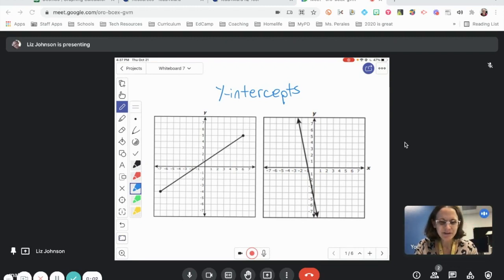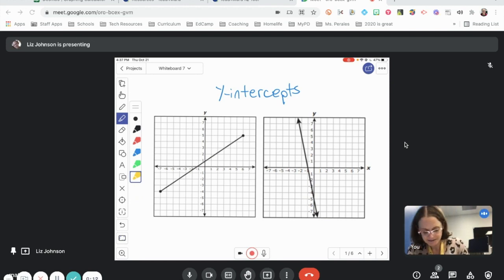Hello, so today we are talking about y-intercepts. The y-intercept is the point at which a graph crosses the y-axis. So to show you what I mean, let me first highlight the y-axis. Remember, intercept just means to cross, almost like intersecting with something. So we're talking about where the graph of these lines crosses the y-axis.